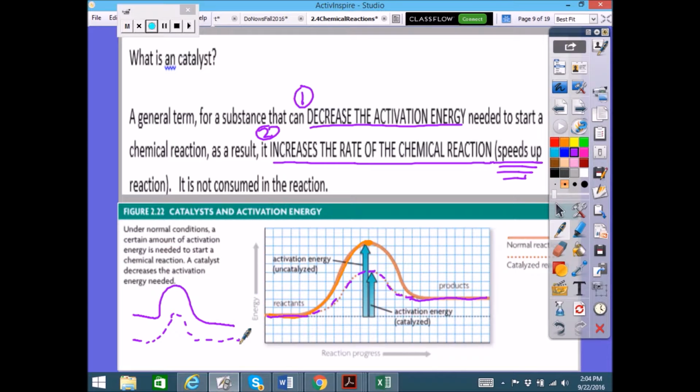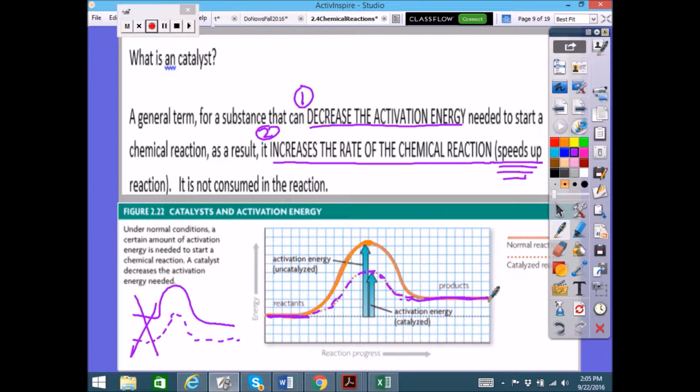Remember the yeast? The yeast was there at the beginning and it's there at the end. It is not consumed in the reaction. It is not used up in the reaction. So all it does, this would be incorrect. They must start at the same place. All it does is it makes the hill lower. The amount of energy needed is lower.